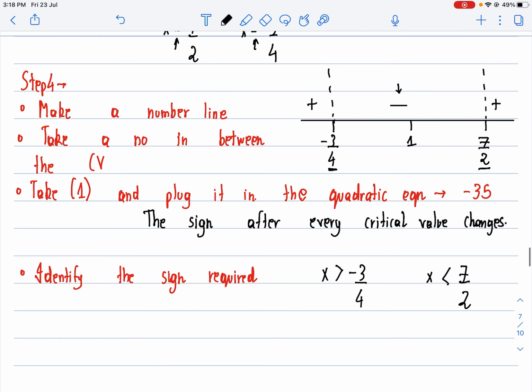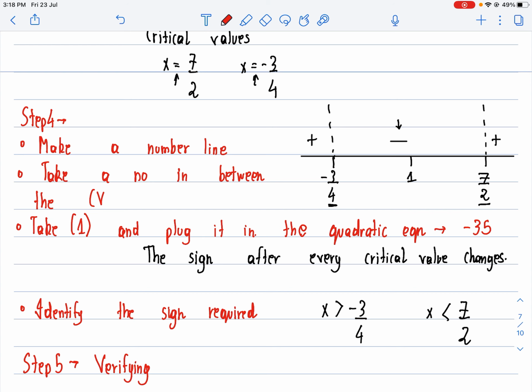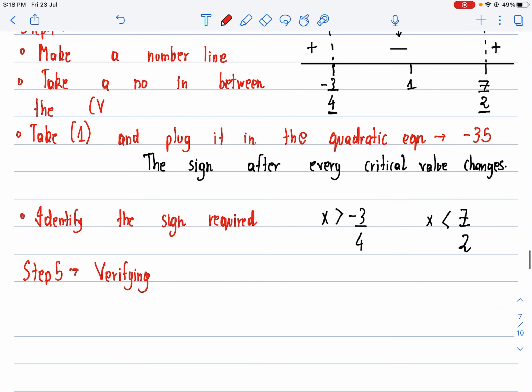But before finalizing your answer, you need to carry out a very important step, which is step 5. The final step, you need to understand this properly. This step is basically called verifying the values. So take a value which is more than -3/4. That's simple. Let me take something like 2, and I know 2 is even less than 7/2. So let's say I take my value here as 2.